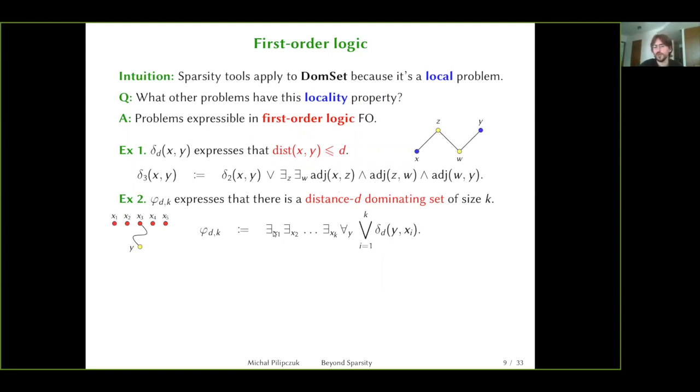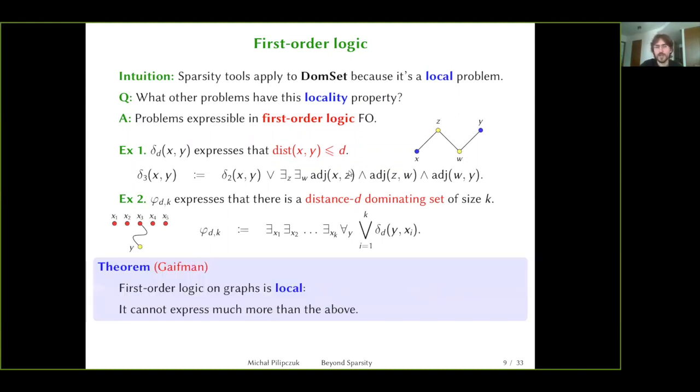You can check whether two vertices are adjacent. You can existentially quantify and universally quantify vertices. You can use Boolean connectives. Something that you did not see here, but you can also use, is negation. Yeah, you can negate. And more or less, first order logic cannot do much more.